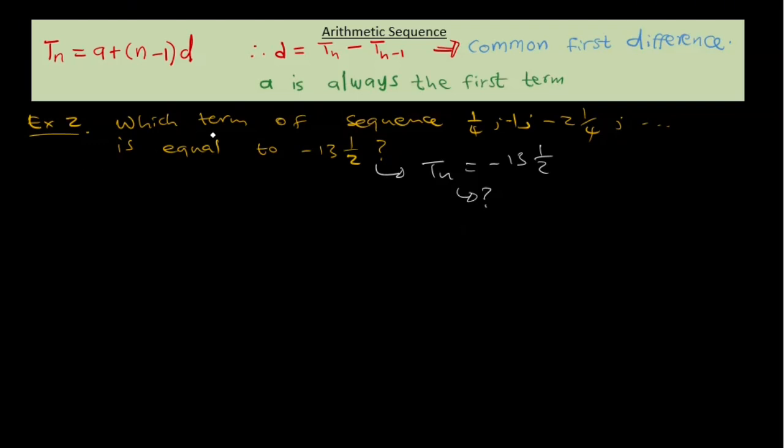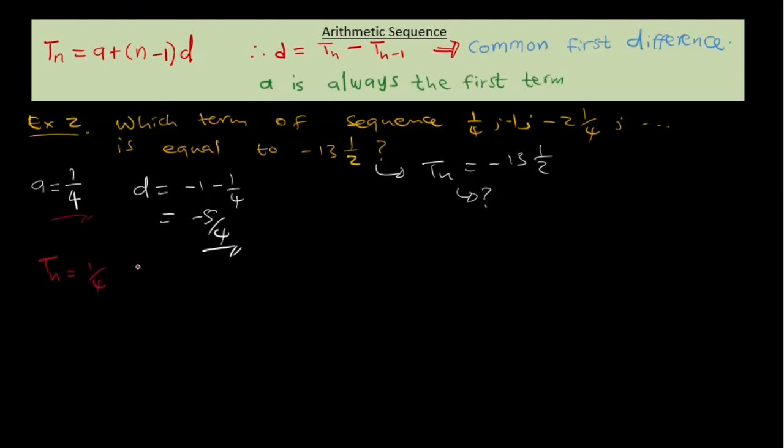Now, this is an arithmetic sequence. Therefore, we know that A equals the first term, which is 1 over 4. Okay? Therefore, D is the difference. It's minus 1 minus 1 over 4. This will now give you minus 5 over 4. Let's define general nth term. Tn equals to A. A is 1 over 4.